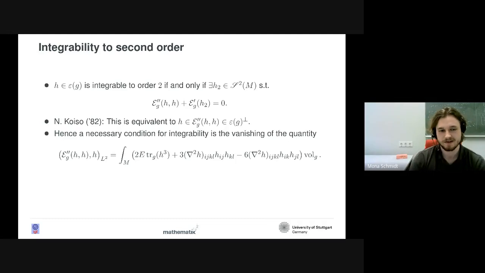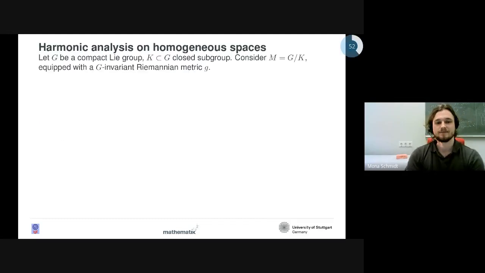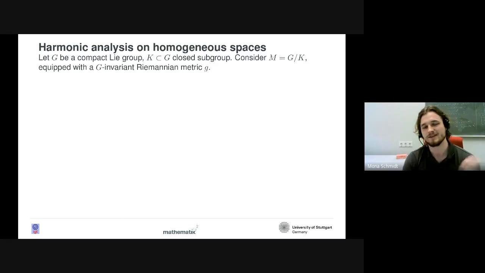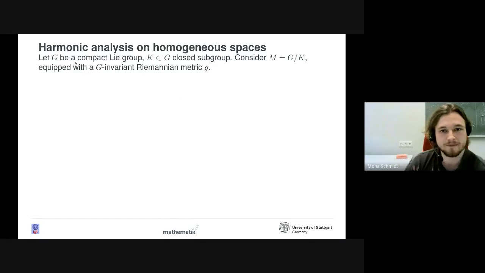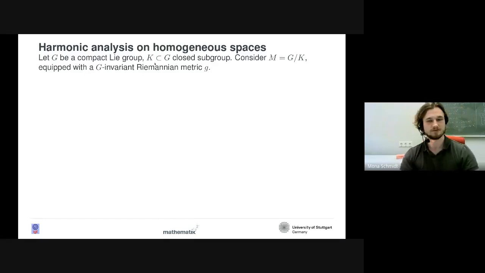Another thing in my topic is that I consider the problem of homogeneous spaces. And how do we approach this? First, we have the following setting. We have some compact Lie group G and a closed subgroup K. So we have just some homogeneous space M, G over K. G is compact, and M is equipped with some Riemannian metric that's G-invariant.